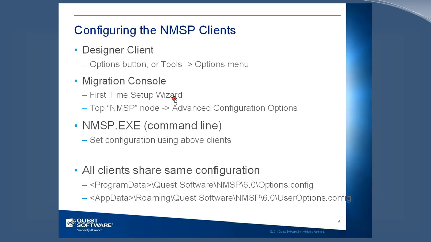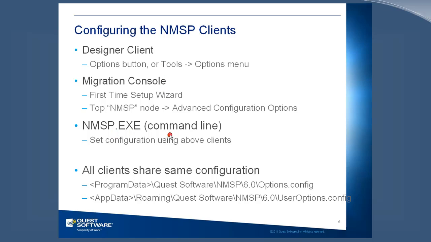But if you want to get to the full options, just go to the top Notes Migrator for SharePoint node, right-click, and run the Advanced Configuration Options action. And this will open up that same dialog with all those options. Now, if you're running the command line utility, there's no way to edit the options from the command line utility. So you would run one of these 2 clients to set all your options and then go back and run the command line utility.